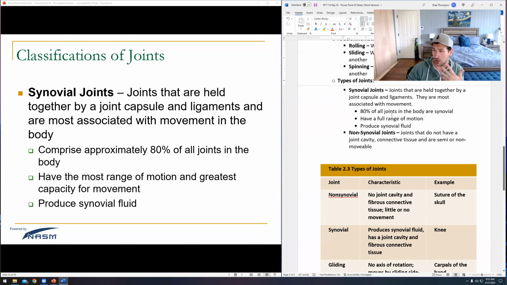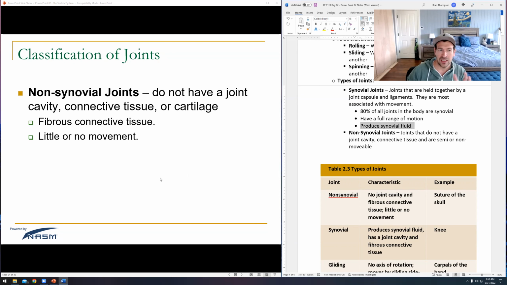80% of the joints in your body are synovial. They have a full range of movement, and they have specialized structures, like synovial fluid. Synovial fluid is a viscous, egg white looking material that's in there to basically reduce friction. Obviously, with a lot of movement, we have to be aware that friction can happen. The more we move stuff around, the more friction, the more likely we are to heat up our bones, and that can really cause some problems, right? So 80% are synovial.